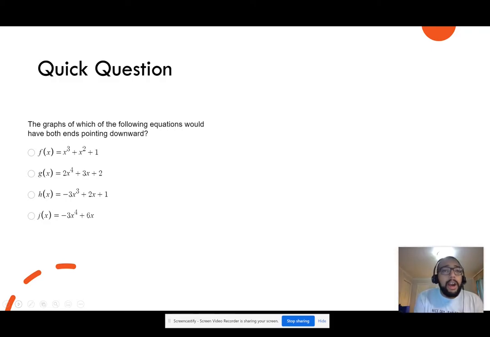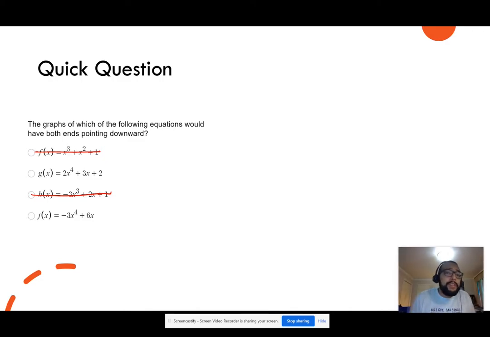But with this, always ask yourself, okay, what is my degree? Is it even or odd? And then what is my leading coefficient? So if we want both ends pointing in the same direction, that means we must have an even degree. So that marks off 2 of them already for me. That clearly can't be f of x and h of x. We're left with 2. So both ends are pointing in the same direction, that's what an even degree tells me. What about both of them pointing down? That would be the leading coefficient.